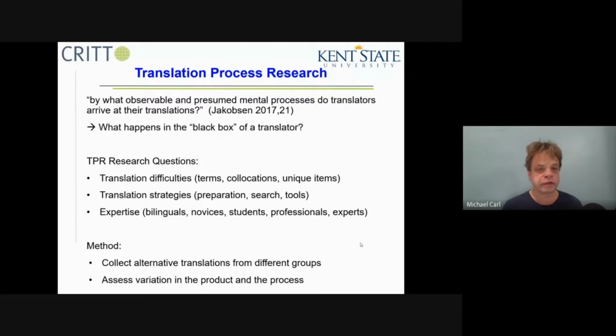Then strategies. Translators have developed strategies. For instance, they prepare for a translation session. They search online. When they don't know something, they will look into different kinds of tools. Specialized tools exist for translators. And then the question is, of course, what is the impact of expertise on different strategies and also difficulties?